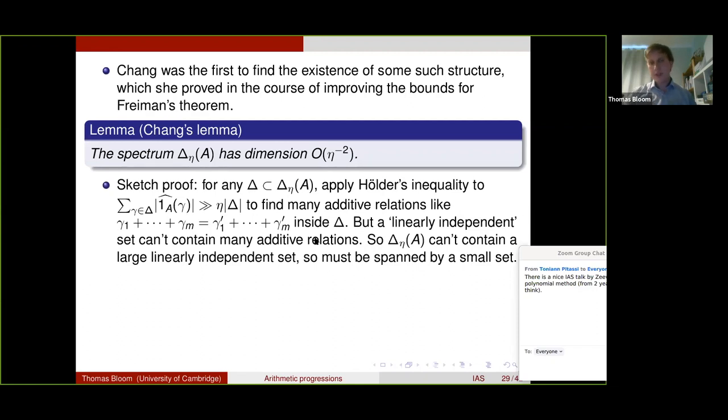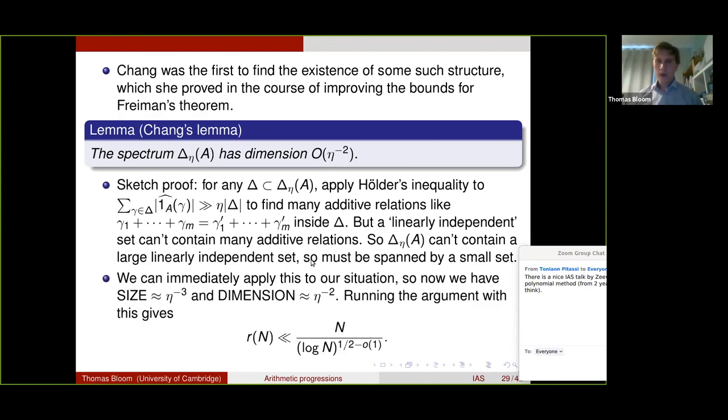There's a sketch proof there, which I'll omit for the purpose of time, but it's a very nice idea. You show that the spectrum has many additive relations. If I have too large a linearly independent set, then that can't contain too many additive relations, and then you get a contradiction. But in our application, we just apply this straight off. So we have size eta to the minus 3 and dimension eta to the minus 2. Because this is strictly better, right, the size is the same, the dimension has gone down by a factor of eta, this, as one would expect, gives an improvement in our upper bound for r of n, and we get an upper bound of n over square root log n, if one does the argument this way.